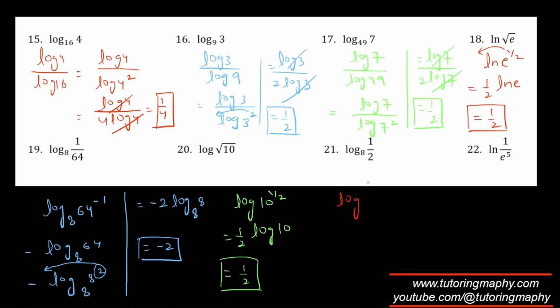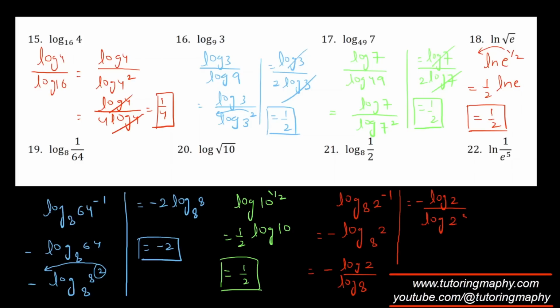Log of 1 over 2, so this can be written as log with base 8 of 2 raised to negative 1. Negative 1 is thrown outside, so negative of log of 2 with base 8. This can be written as negative of log 2 over log 8, and log 8 can be written as log of 2 cubed. 3 is thrown outside, so it will become negative log of 2 over 3 log 2. These two are gone, so the answer is just negative 1 over 3.